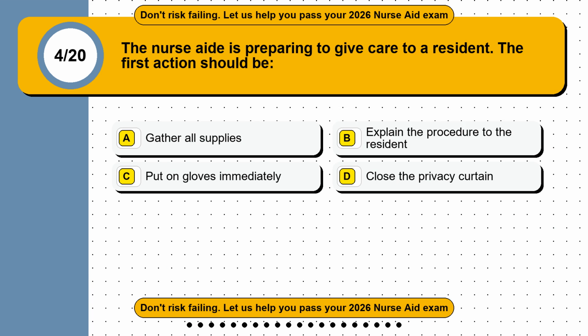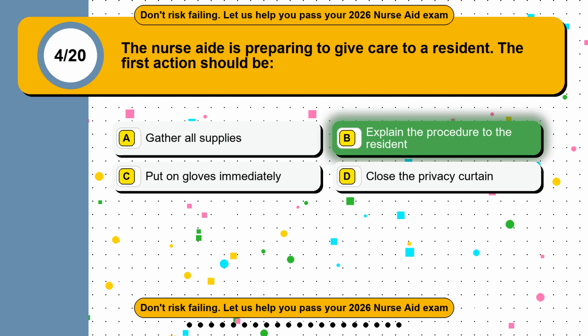Question 4. The nurse aide is preparing to give care to a resident. The first action should be: Option A. Gather all supplies. Option B. Explain the procedure to the resident. Option C. Put on gloves immediately. Option D. Close the privacy curtain. The correct answer is option B. Explain the procedure to the resident.